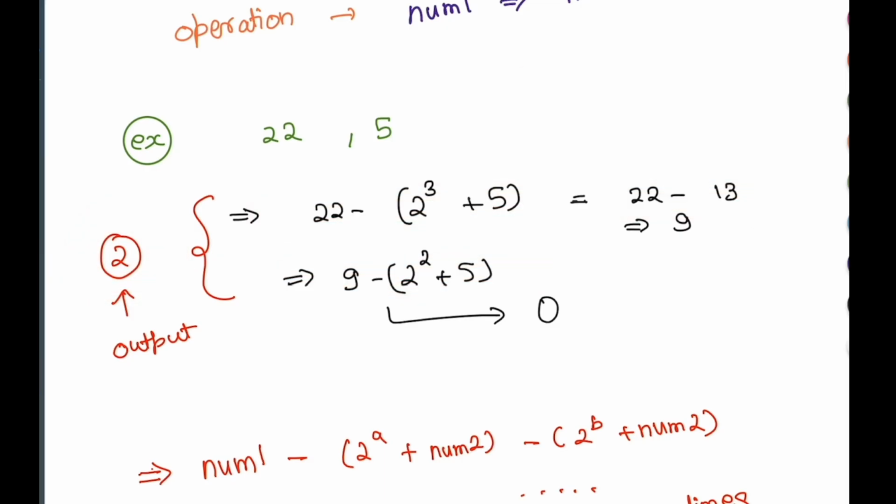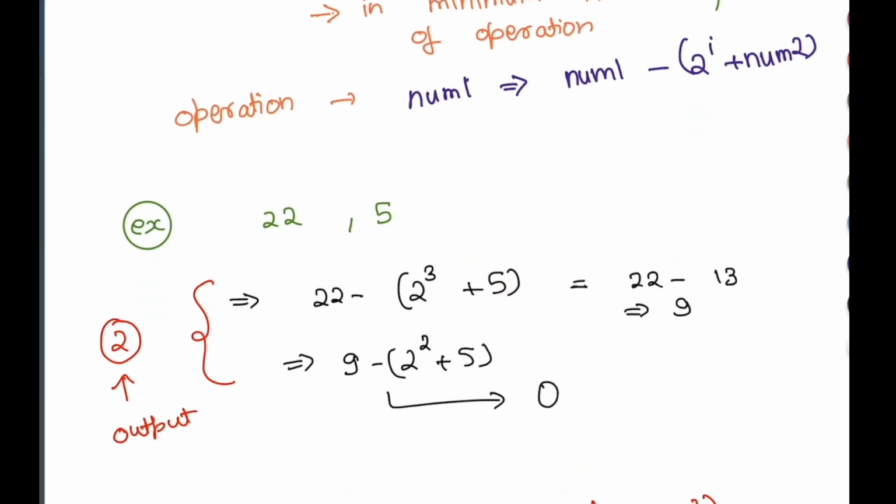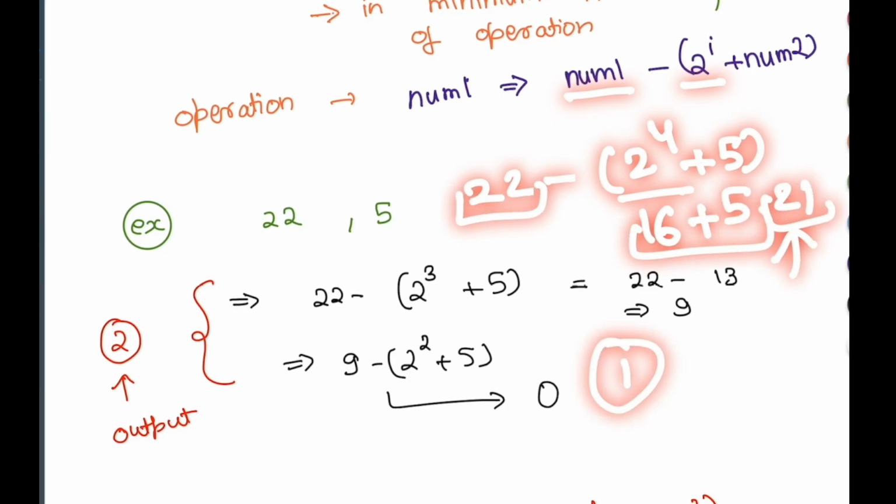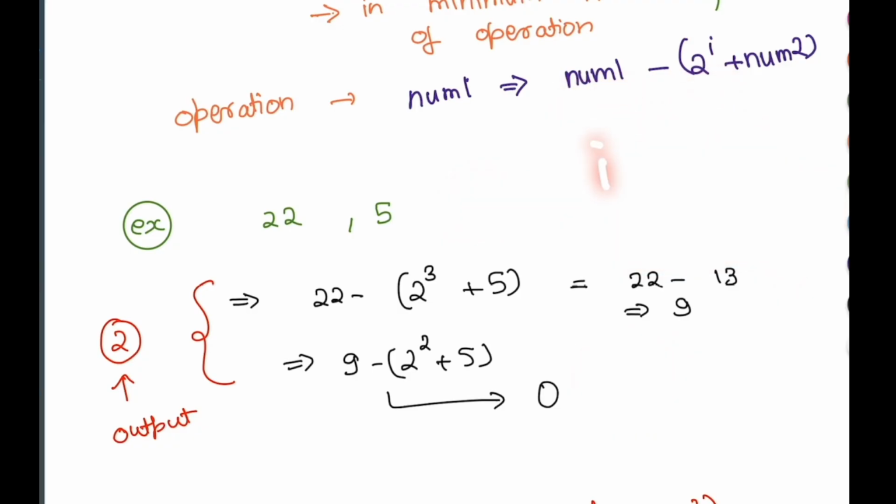Now the thing is, guys, we have to minimize the number of operations, and you might say that instead of using 3, why can't we use a higher value so that we get to subtract a bigger value and make it 0 as soon as possible, right? Let us try this. If I say 22, that is num1, minus (2 to the power 4, so let's keep i equal to 4, plus 5), then this will be 16 plus 5, which is 21. So 22 minus 21 will be equal to 1. So after performing one operation, the remaining value is 1. Still we are left with one. Now you can say instead of i equal to 4, let's make it 5.